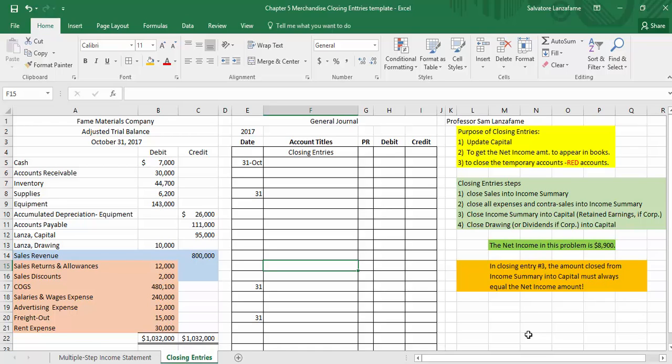So the first one is to close your sales into income summary. We used to close revenue into income summary, service revenue to be more specific. We're still closing revenue, it's just that the account now is called sales. Then the second closing entry, we close all our expenses, anything that ends with the word expense, along with cost of goods sold. Remember, that's an expense account. Freight out, as you can see at the bottom left in pink, that is also an expense account. So all of the expenses, along with the 2 contra sales, the sales returns and the sales discounts.